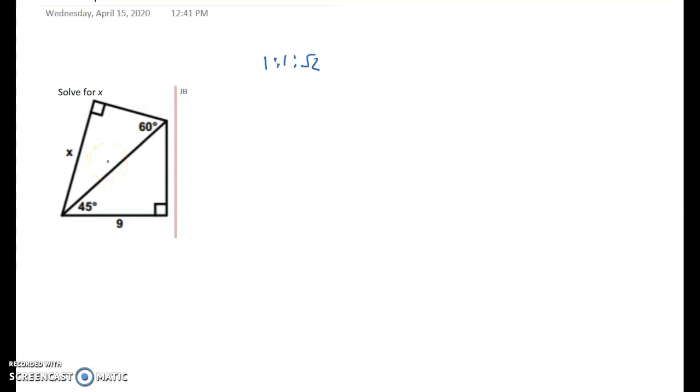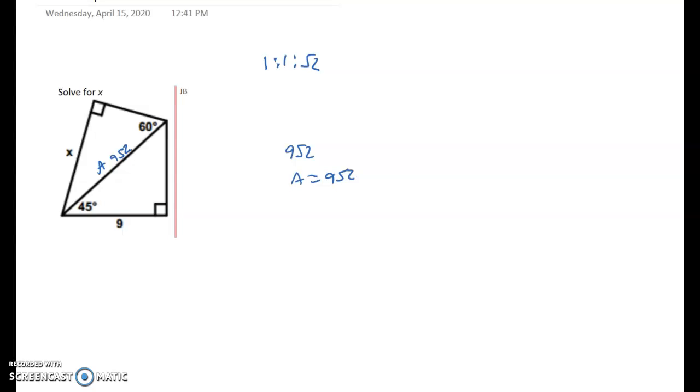So keeping that in mind, we have 9. And if we were to multiply that by root 2, that will give us the hypotenuse. So the hypotenuse, which we can mark as A, A will be equal to 9 root 2. And now we can move on.